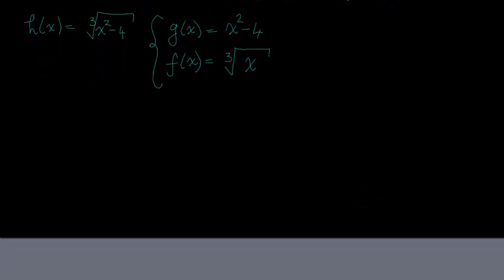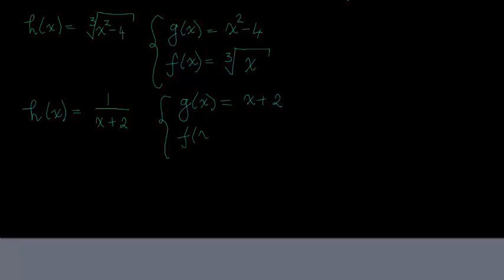And finally, let's say that I have h of x is 1 over x plus 2. This one is a little bit trickier because there doesn't seem to be an inside or an outside, but we can think of the x plus 2 as my inside, and that leaves the function f to be 1 over x. And we notice that the x plus 2 really was plugged in the denominator there as the inside function and turned it into x plus 2.